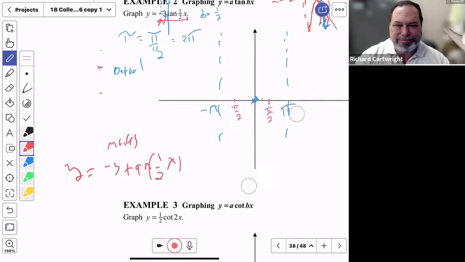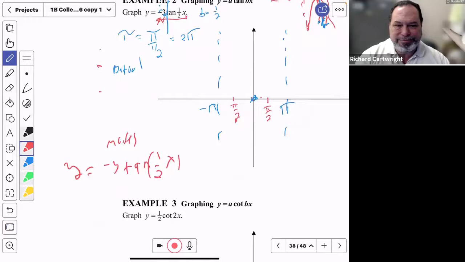Take a second and ask yourself, if I plug in pi over 2 in place of this x right here, it looks like this. It's like making a table. Here's your x's, what's your y? So negative 3 tangent of 1/2 times pi over 2. Wouldn't that be the same as negative 3 tangent of pi over 4? Yes, no? 1/2 times pi over 2 is pi over 4.